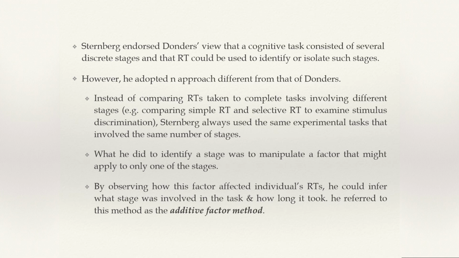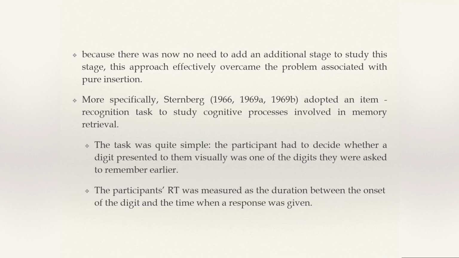So he now basically used what is called the additive factor method. Donders' was subtraction. This is an additive factor method. Let us see how this differs. Now, because there was no need to add an additional stage to study this approach, it effectively overcame the problem that was attached to this, the idea of pure insertion.